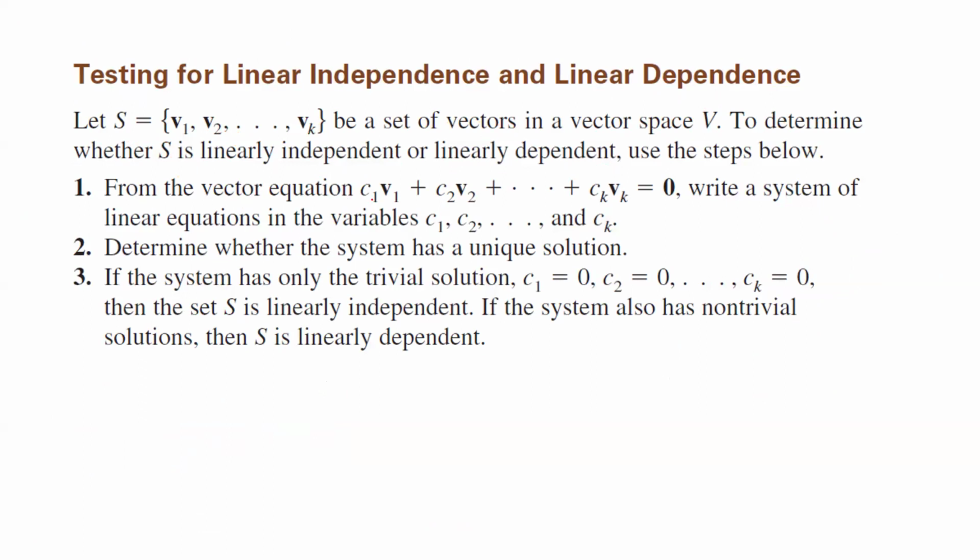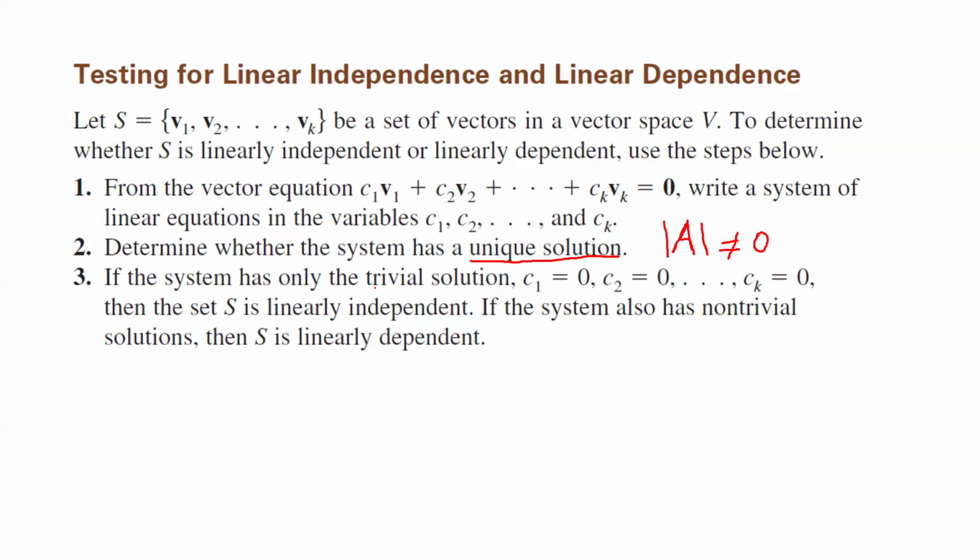From the vector equation c1v1 plus c2v2 plus ... ck vk equals 0, write a system of linear equations in variables c1, c2, ..., ck. Determine if the system has a unique solution or not. Remember that if your matrix is invertible or non-singular, the determinant of the matrix is non-zero, then you can easily work with the system by multiplying by the inverse of A and check to see if you end up with a unique solution or not.